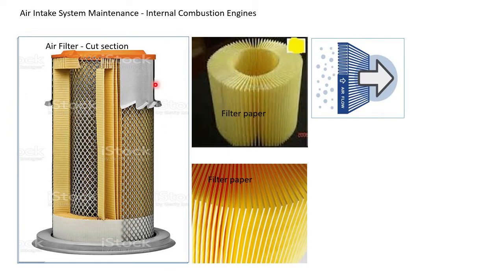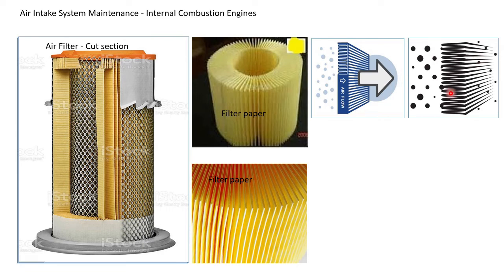Suppose this is the paper. Air normally enters from outside the filter element to the inside. It passes like this. From the atmosphere it comes here, enters inside and goes to the engine through the turbocharger. Here you can see this is the airflow. Whatever dust particles are in the air are stopped on this side of the filter. So clean air goes into the engine.